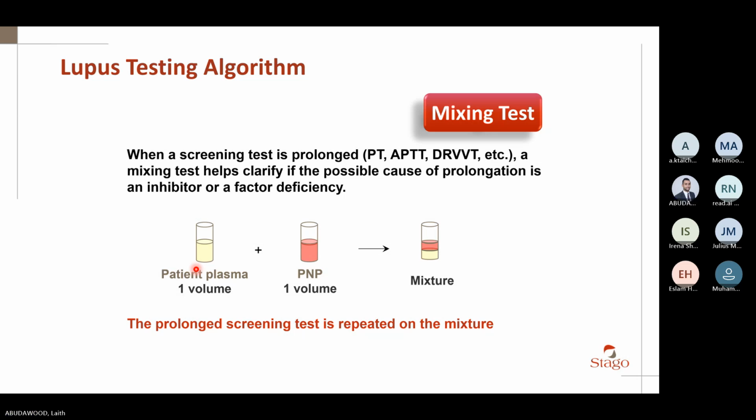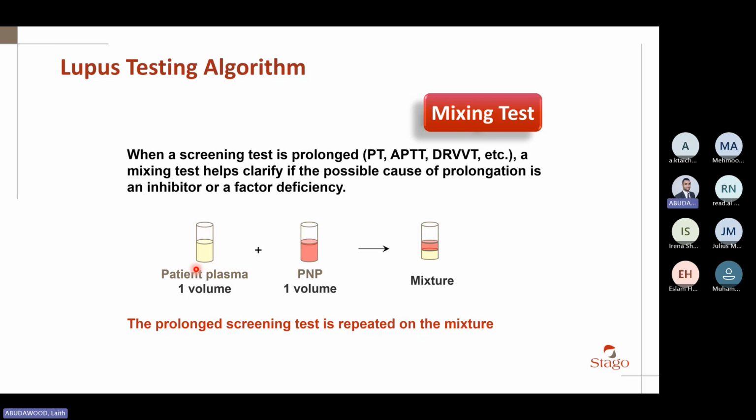Okay. So when I run the screening assay and it's prolonged, the prolongation can be because of factor deficiency. It can be because of inhibitors. I don't know. I have to jump to the next step. What's the next step? It's mixing. When I run mixing, mixing tells me the prolongation that you saw with the screening step is because of factor deficiency or a possible inhibitor.